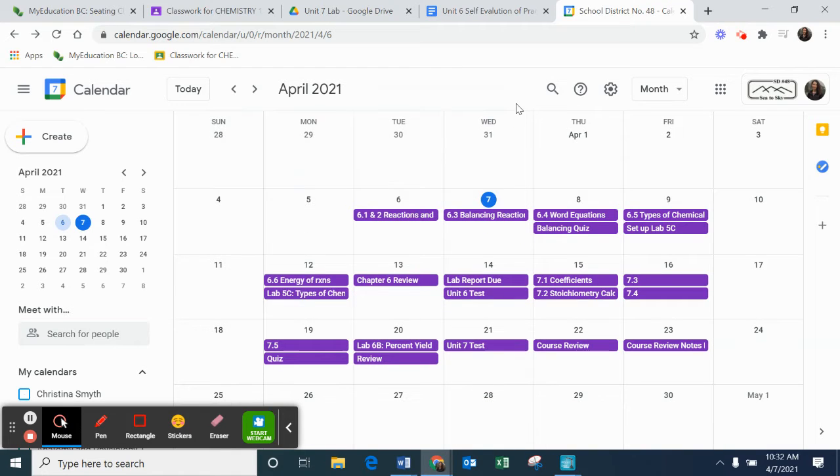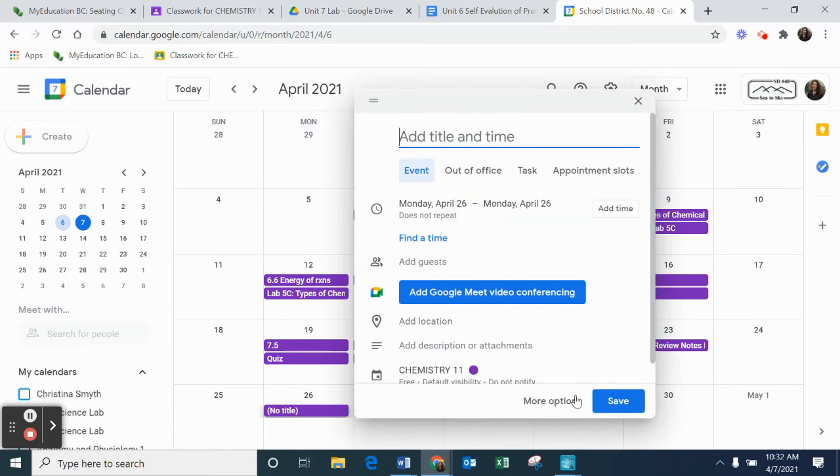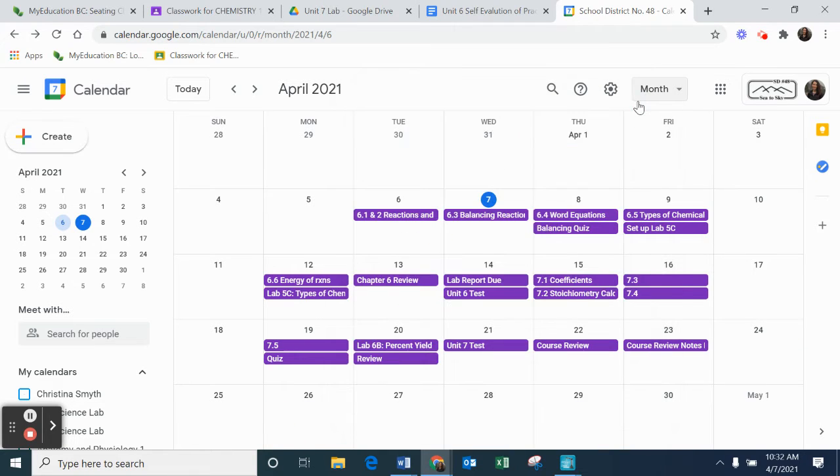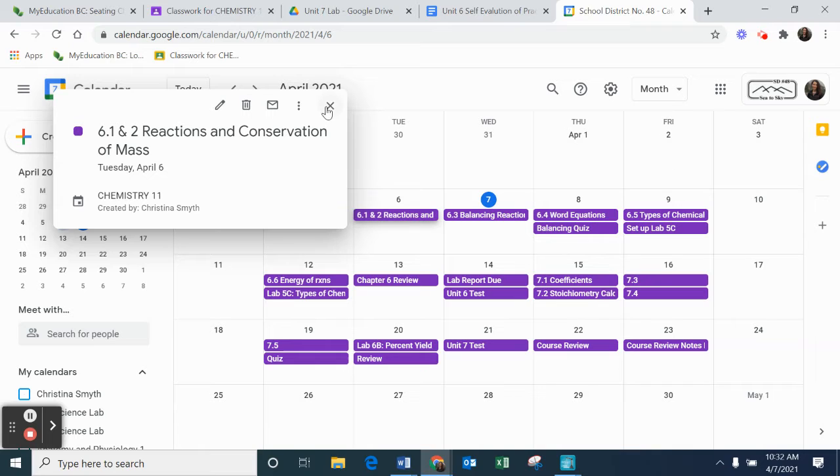I just want to run through what the rest of our unit is going to look like, and the rest of our chemistry quarter. And then we'll do some more balancing practice, and I'll answer any questions you'll have. Okay, so yesterday we did reactions and conservation of mass.